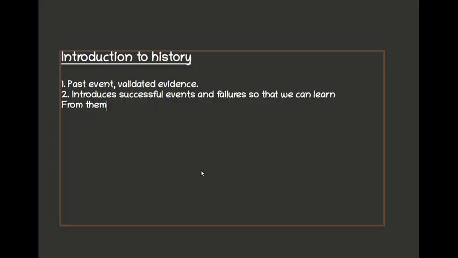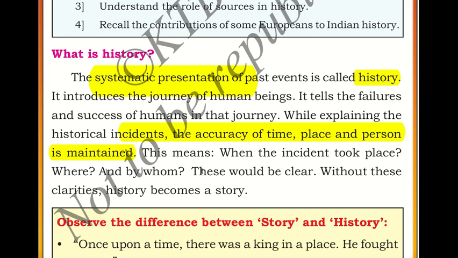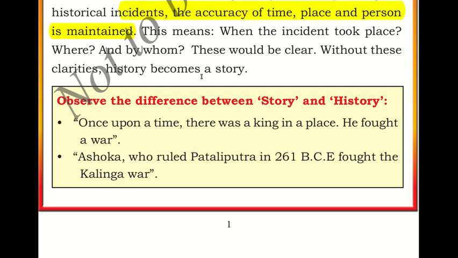So we need to always know three things. One is when, next we need to know where, and finally we need to know by whom. Only when we know all these things accurately can we regard it as history, otherwise it just becomes a story. Without these clarities, history becomes a story. So here we have a nice observation which gives us the differences between history and story.